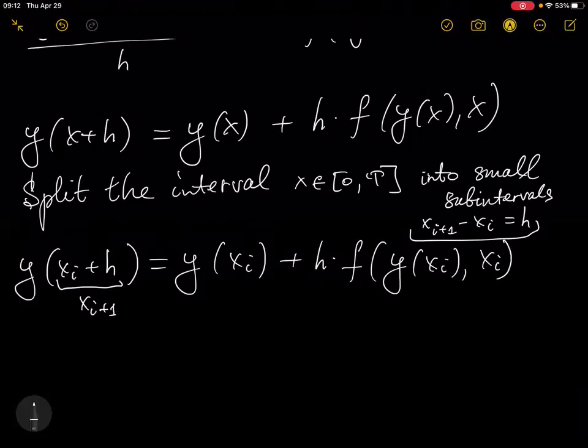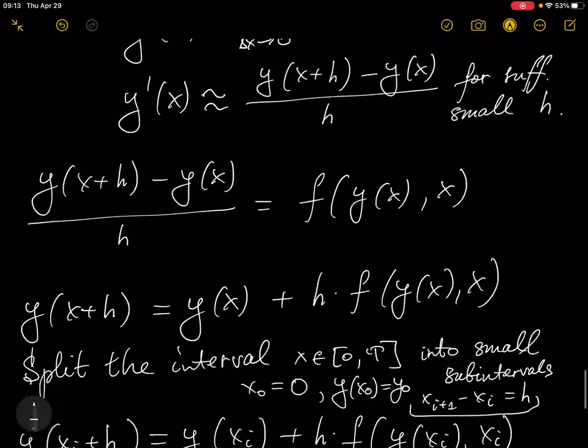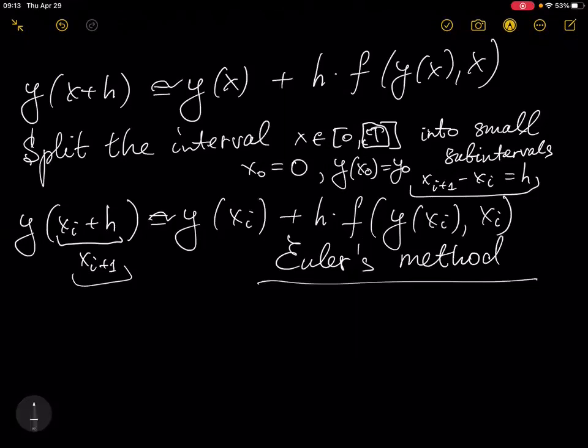And I can just continue. So if I start, for example, with x naught equal to 0, and I know that y at x naught is equal to y naught, then I can get my y at x1 using this formula. And of course, here it is an approximate equality. So I can get my y at x i plus 1 using this formula, and I can continue until I reach my desired x equal to T capital. And this is called Euler's method of integration of ODE.